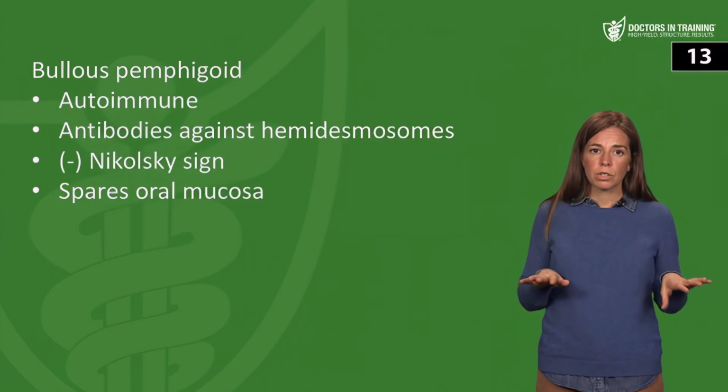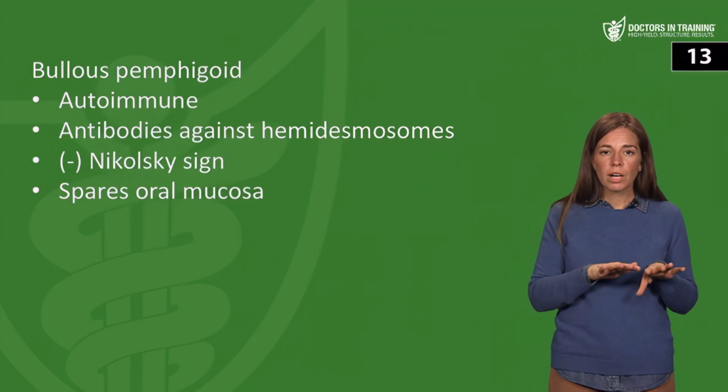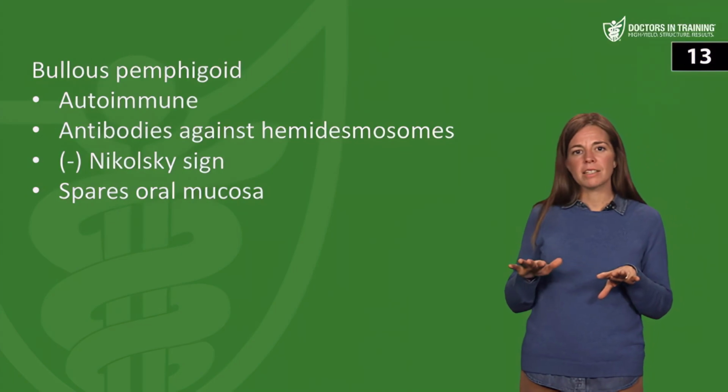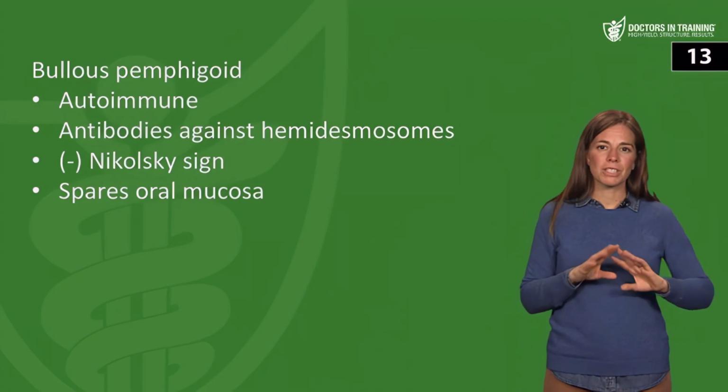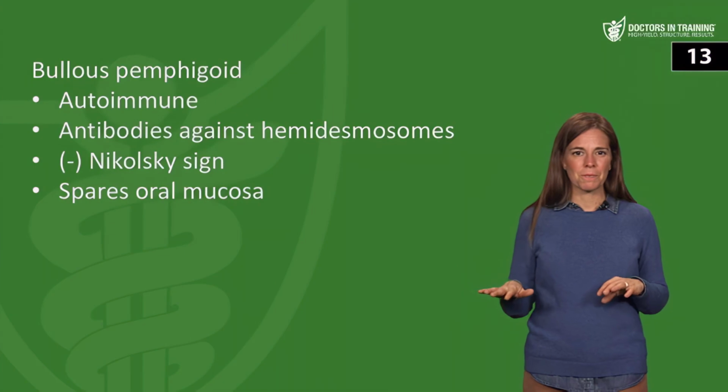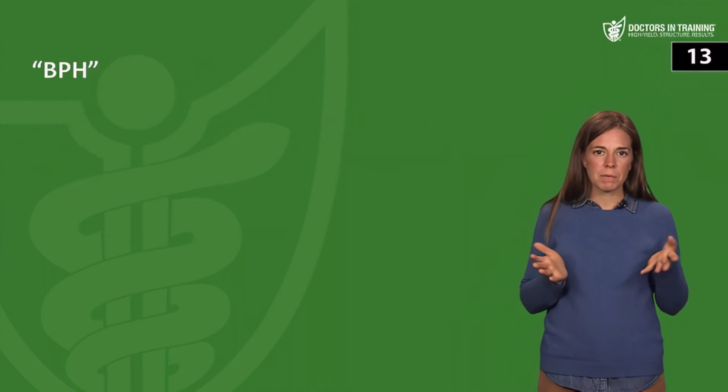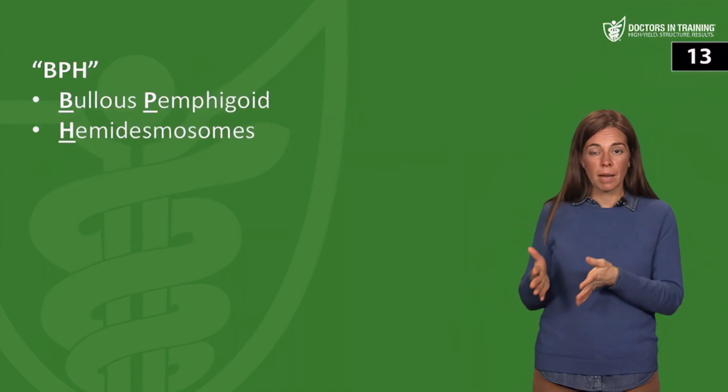A memory tool used for the antibodies is pemphigoid, which is a longer word than pemphigus, much like hemidesmosomes is a longer word than desmosomes. Another mnemonic that might help is BPH, bullous pemphigoid, hemidesmosomes.